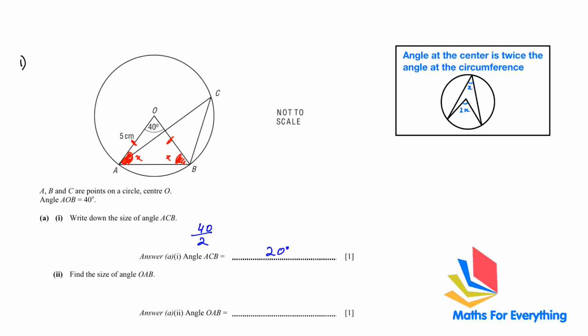To find x, we will write 2x plus 40 is equal to 180. So 2x is equal to 180 minus 40. x is equal to 140 divided by 2, which is 70. So angle OAB is 70 degrees.